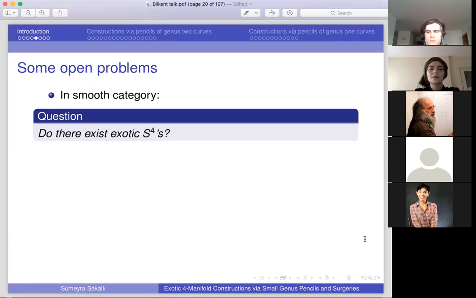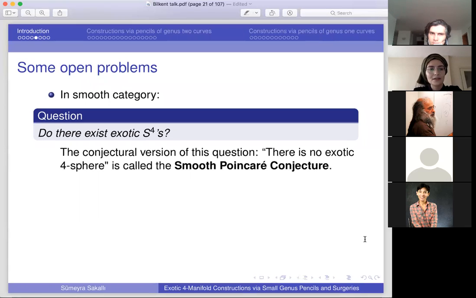In the smooth category, we ask this question, do there exist exotic four-dimensional sphere S4? And as far as I know, it is still open. You can correct me if there is a recent progress. And the conjectural version of this question says that there is no exotic four sphere, and it is called the smooth Poincaré conjecture. So mainly the conjecture says that if you have a manifold which is homeomorphic to S4, then it must be diffeomorphic to it. And we don't know the answer.